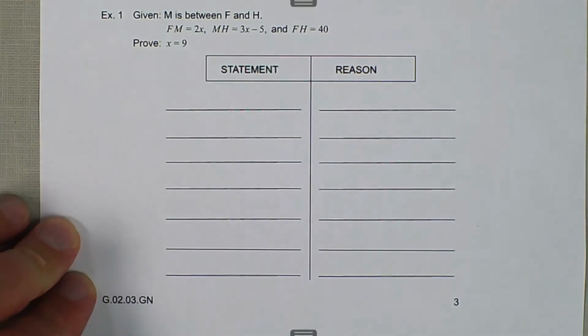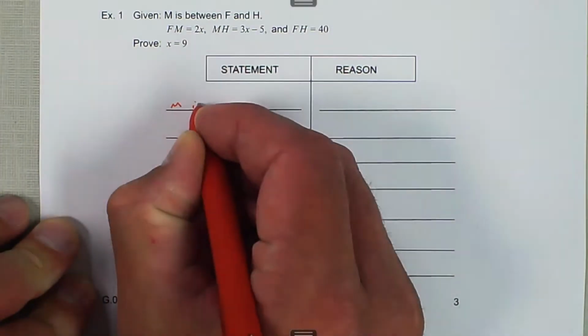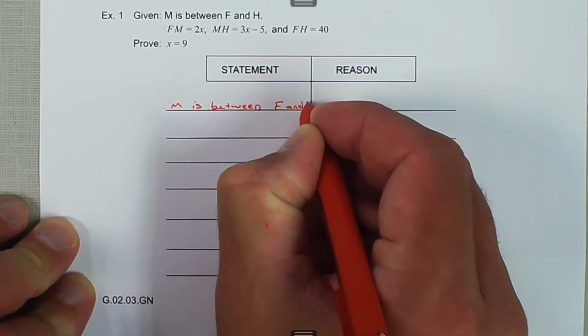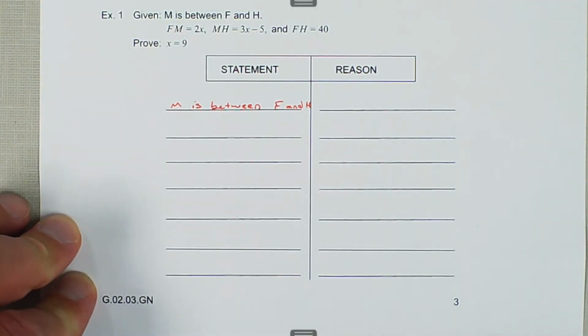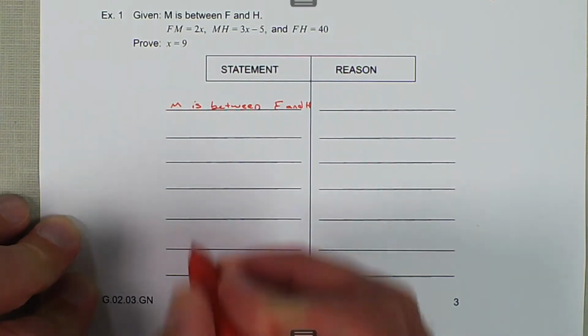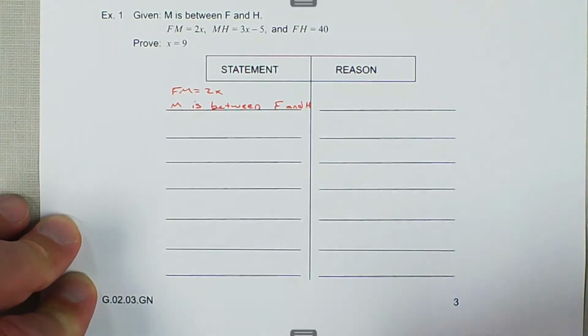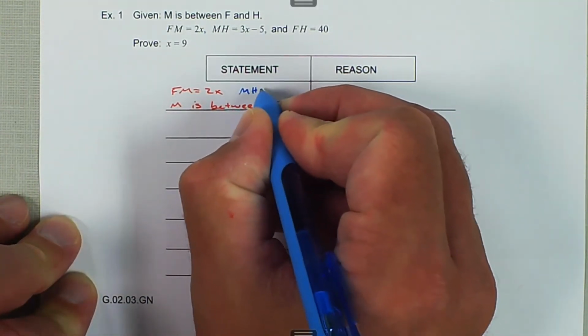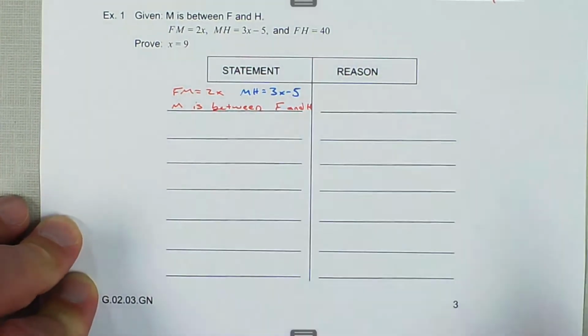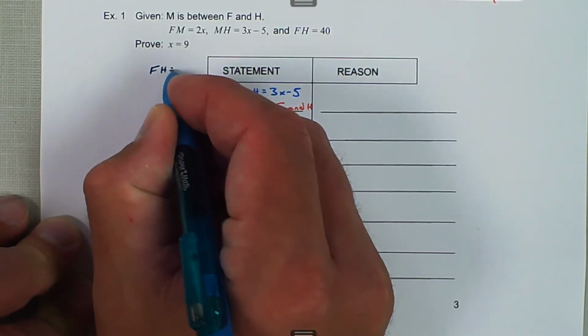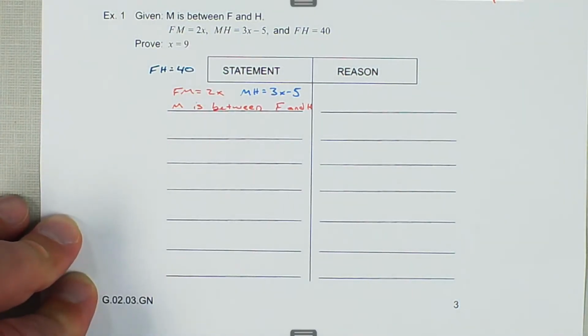So we want to go through our steps that we did before, and remember the first step was to write down the given information. So the first thing I'm going to write down is M is between F and H. The next thing I'm going to write down is the other information. So we know FM is equal to 2x, and we know MH is equal to 3x minus 5, and the last one we know is FH is equal to 40. So that's the given information, and the reason that we can write that down is because this is given.